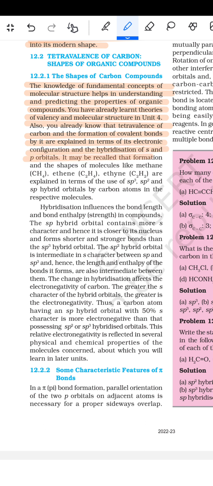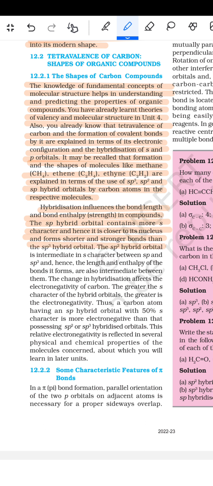It may be recalled that the formation and shapes of molecules like methane CH4, ethene C2H4, and ethyne C2H2 are explained in terms of the use of sp3, sp2, and sp hybrid orbitals by carbon atoms in the respective molecules. Hybridization influences the bond length and bond enthalpy (strength) in compounds. The sp hybrid orbital contains more s character and hence is close to the nucleus and forms shorter and stronger bonds than the sp3 hybrid orbital.